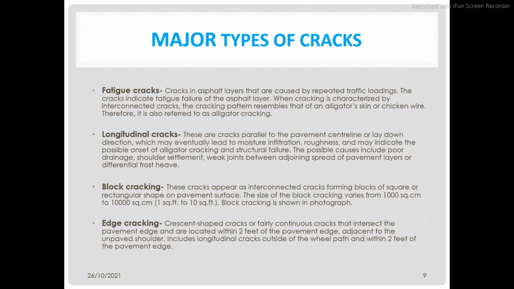The third one we have is block cracking. These cracks appear as interconnected cracks forming blocks of square or rectangular shape on the pavement surface. The size of the block varies from 1000 square centimeters to 10,000 square centimeters. The fourth one we have is edge cracking.